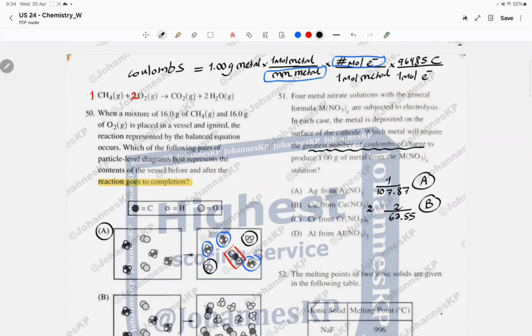Next, the charge of Cr is 3. So let's put 3 over the molar mass of Cr, which is 52. That's choice C. Then for choice D, the charge of Al is 3 over the molar mass of Al, which is 26.98. Now you can actually divide these numbers, obviously, and whichever is the highest wins, which is going to be choice D.